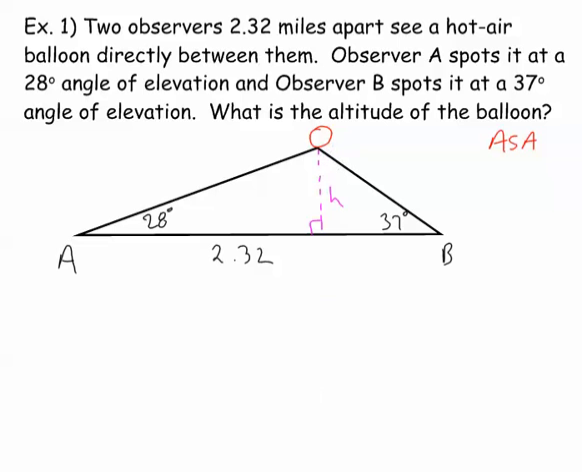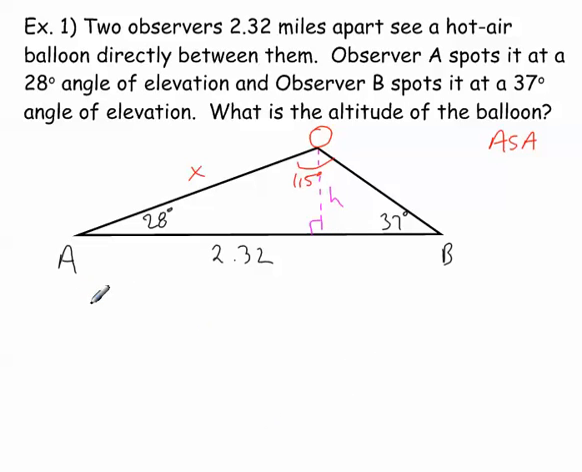So the first thing I'm going to do is find out what this angle up here is, and subtracting those two from 180, we get 115 degrees. So what I'm going to do now for this problem is go ahead and find this side right here, call that x. That's going to be the distance between A and the balloon. But I'm going to use that as a hypotenuse for my right triangle. Then I can use some right triangle trigonometry to find h.